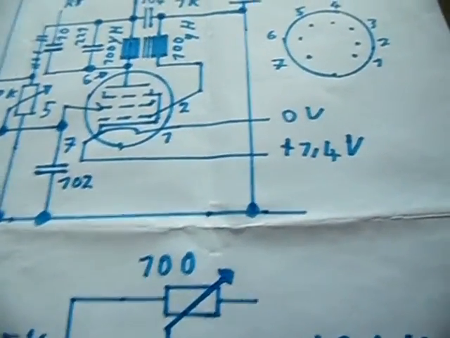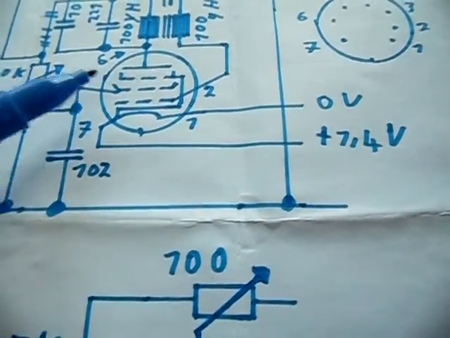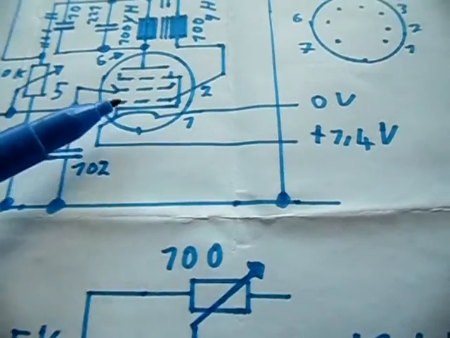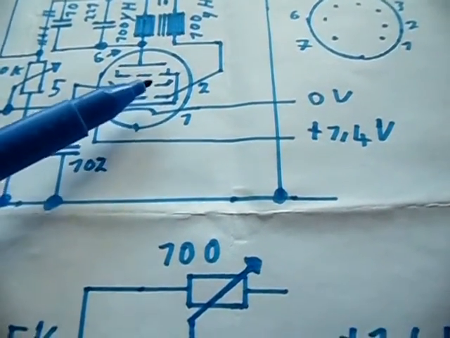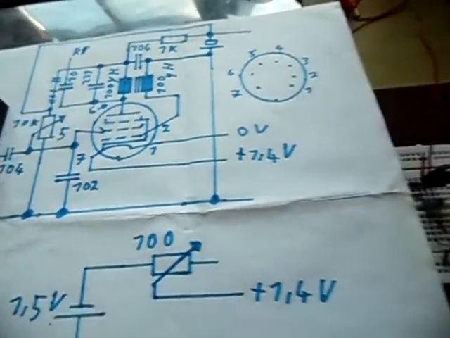So always keep in mind, the third grid can be connected to anode or ground. The second grid wants to see a positive voltage, and the first grid wants to get connected to ground, and you want to have a resistor between cathode and ground.